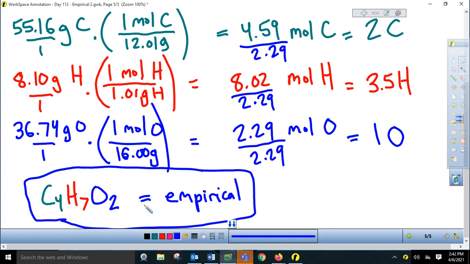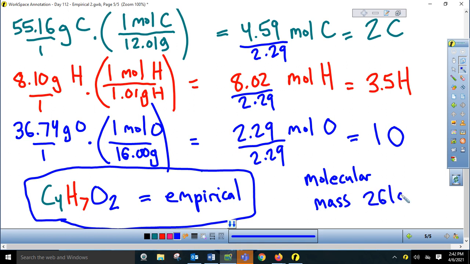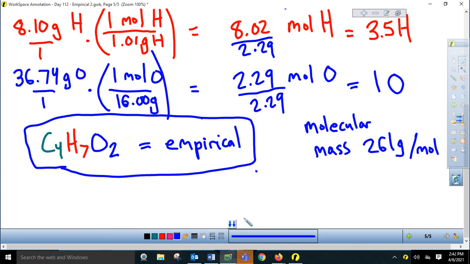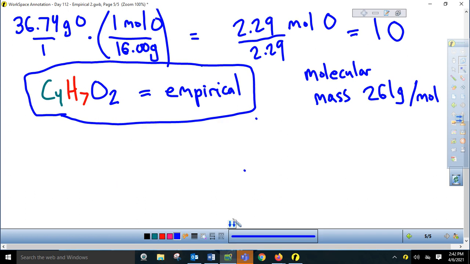And that is all the questions asked us to do. All right? But let's say we have one more step. Let's go above and beyond here. Let's say the molecular mass, the mass of the whole actual chemical, let's say the molecular mass is 261 grams per mole. What is the actual chemical formula? So once again, let me scroll down here, go a little bit more.